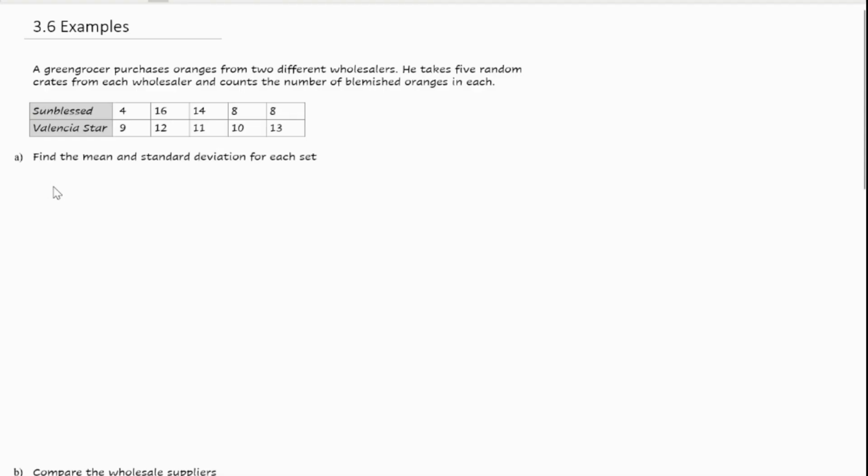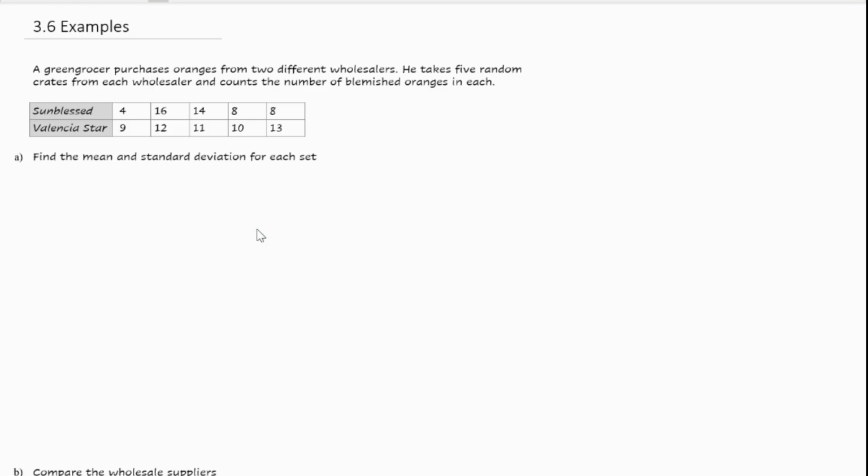In this question, we have a greengrocer who purchases oranges from two different wholesalers: Sunblest and Valencia Star. He takes 5 random crates from each wholesaler and counts the number of blemished oranges in each. We can see here in Sunblest, from their first crate, there were 4 oranges with blemishes, then 16, 14, 8, and 8. And for Valencia Star, the number of blemished oranges was 9, 12, 11, 10, and 13. So the question is asking us to find the mean and the standard deviation of each set.